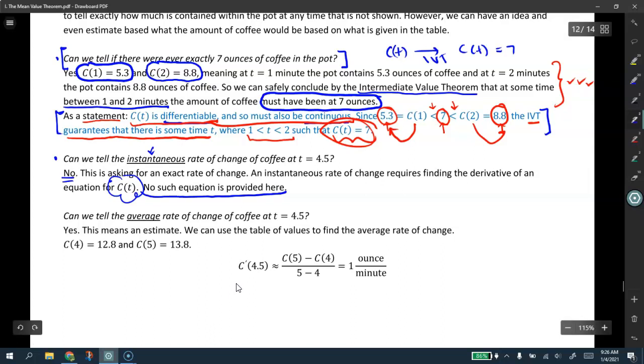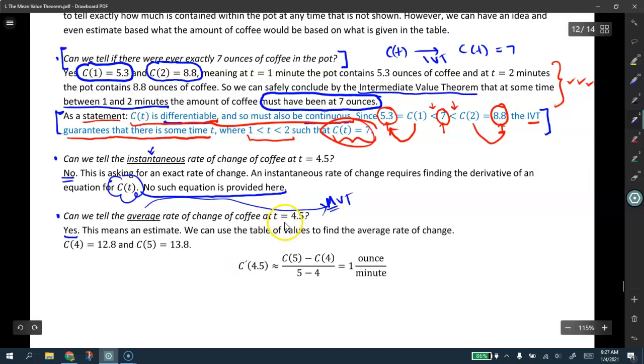So then the question is, can we tell an average rate of change? And the answer is yes. Now, how do you tell an average rate of change? It's basically using the mean value theorem, right? That M stands for mean, which is average. So how do you estimate exactly? Well, there is a specific way that you go about it, and I'd like to show you.